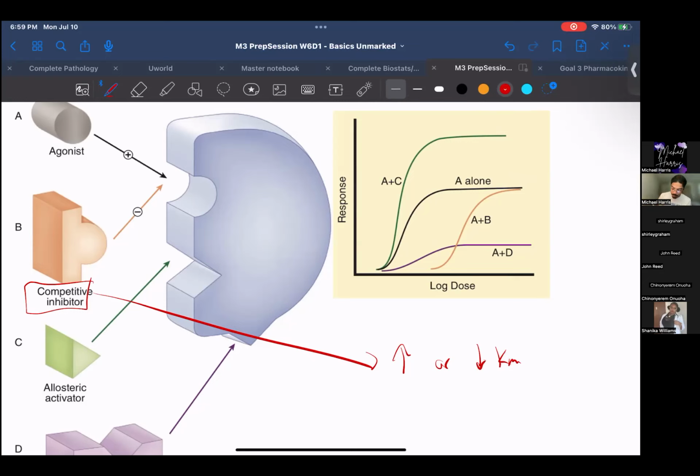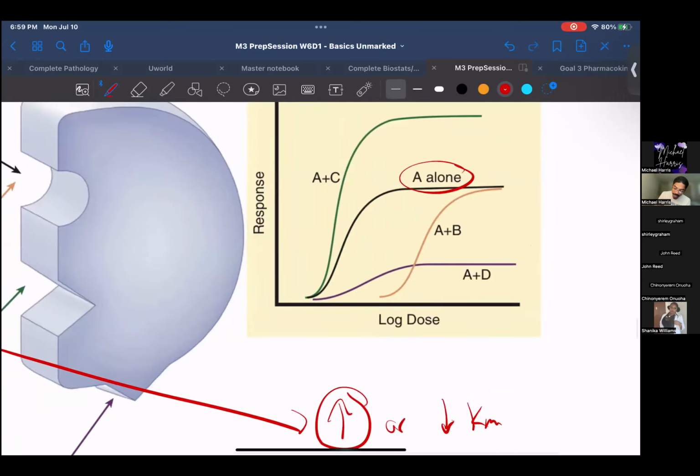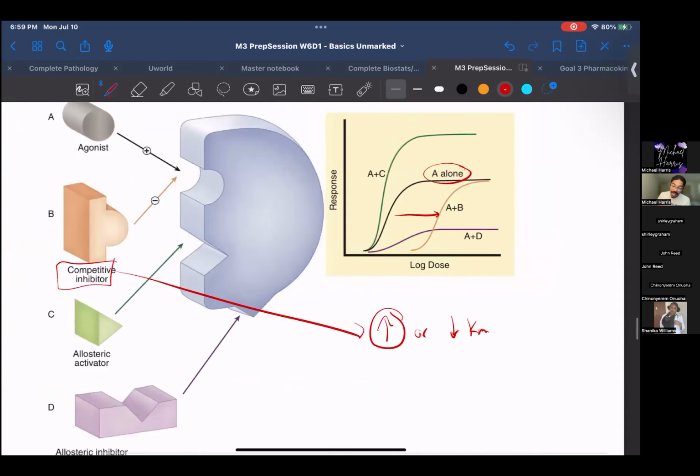It increases the Km. Perfect. Just like with drugs, it takes A, which is the normal agonist by itself, and it increases the Km, also known as the potency. Okay, so you need a higher amount of the drug to reach the same potency.